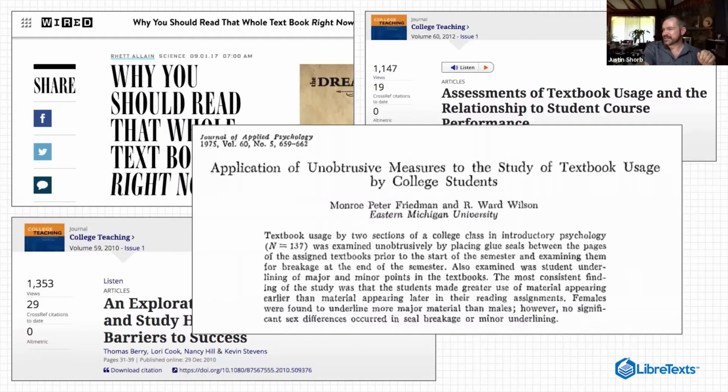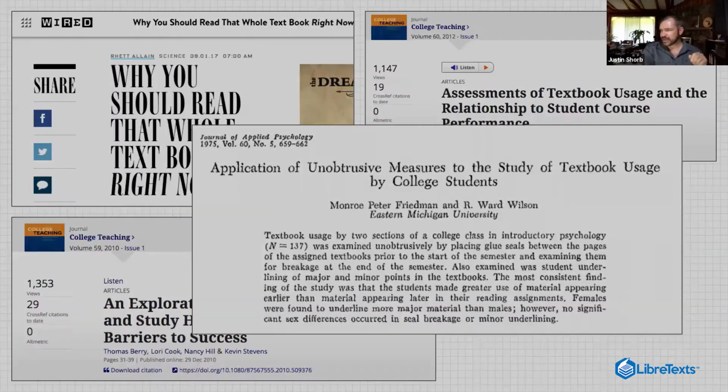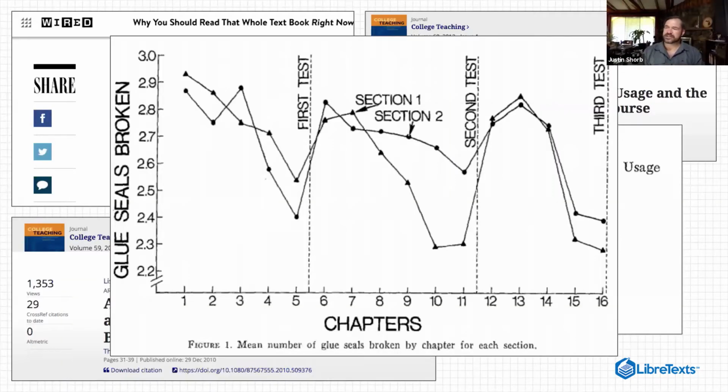And it turns out that was done here in Eastern Michigan. It turns out that people don't really read very much. Glue seals broken: around 2 to 3 pages per chapter were broken throughout the course of the period. And you can tell that there's something like reviewing old material here, so they didn't break any new pages. And then they broke a bunch of new pages the first day after the test, but then it drops off again.